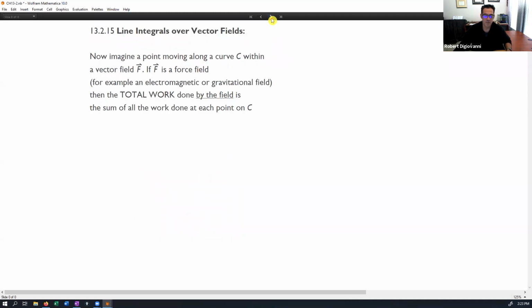Now what we're going to do is imagine a point moving along a curve in space. A point that's going to move along some curve. And throughout that space, there's a vector field. That force field could be a gravitational field, electromagnetic field, whatever it is. There's some vector field that your point is moving through on a curve. Then the total work done by the field is the sum of all the work done at each point.